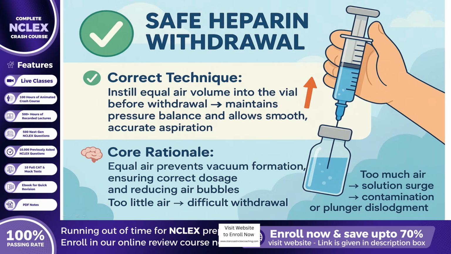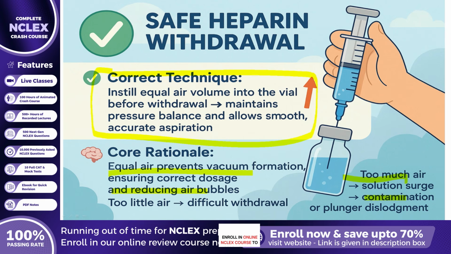Delving deeper into the rationale, this technique maintains pressure equilibrium within the vial, which is essential for smooth and accurate medication withdrawal. By injecting air equal to the desired volume of liquid, the nurse counteracts the negative pressure created inside the vial, preventing vacuum resistance and allowing effortless aspiration of the medication. If air is not introduced, the resulting vacuum makes it difficult to draw up the solution, leading to inaccurate dosing or air bubbles in the syringe. On the other hand, injecting too much air can force the solution to surge into the syringe, potentially contaminating the needle or even dislodging the plunger, both of which are unsafe outcomes.